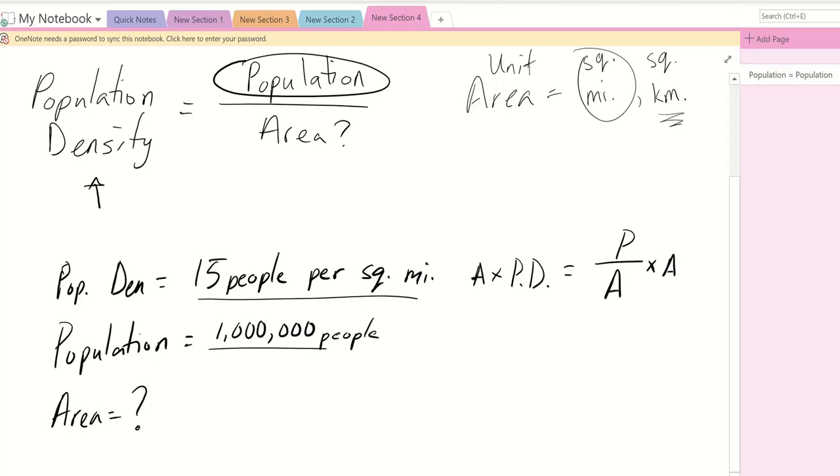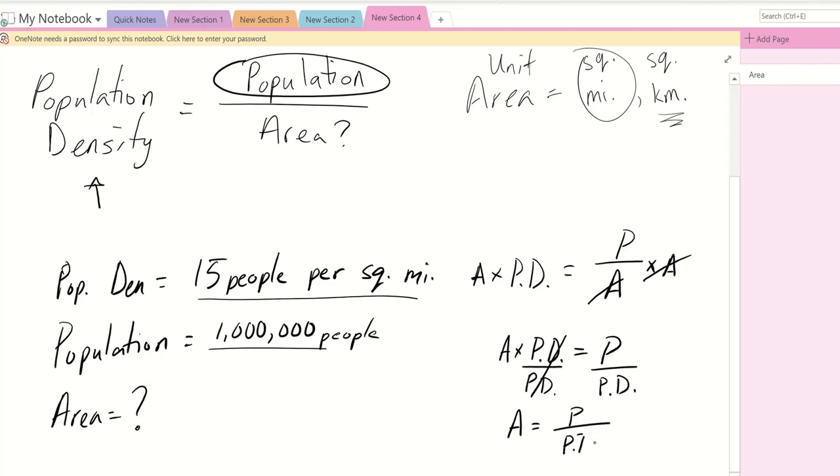What would happen? This A would disappear and A would move over here. So area times population density equals population. Now we want A by itself, so we have to get rid of population density. So we divide both sides by population density. That gets rid of the population density. We have A is equal to population over population density, right?